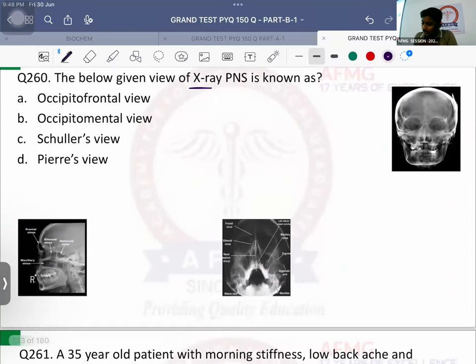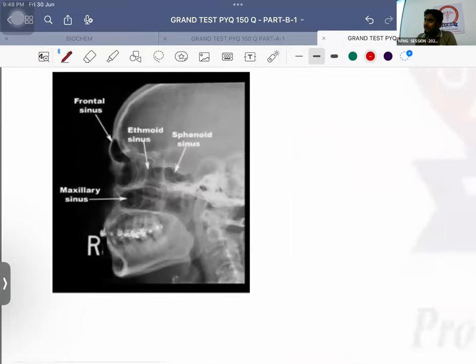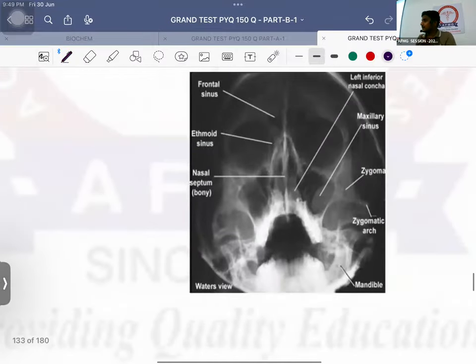260. The below given X-ray paranasal sinus is known as? Now, important is, what is this view first of all? X-ray skull, lateral view. Can you see all the sinuses? Yes. So if they ask you, all sinuses are visible on which X-ray, the answer should be lateral X-ray skull, lateral view.